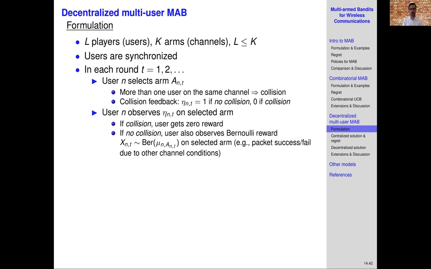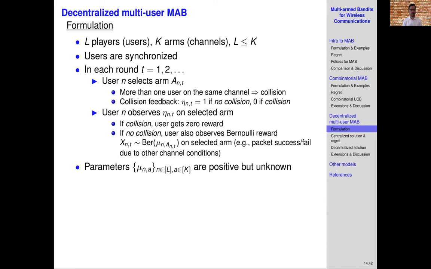So user N observes the collision feedback on the arm selected. As I said, colliding users get 0 reward. If there is no collision, then the user also observes a Bernoulli reward that comes from a Bernoulli distribution with an unknown parameter that depends on the user and the channel. For instance, this could represent packet success or failure due to other channel conditions.